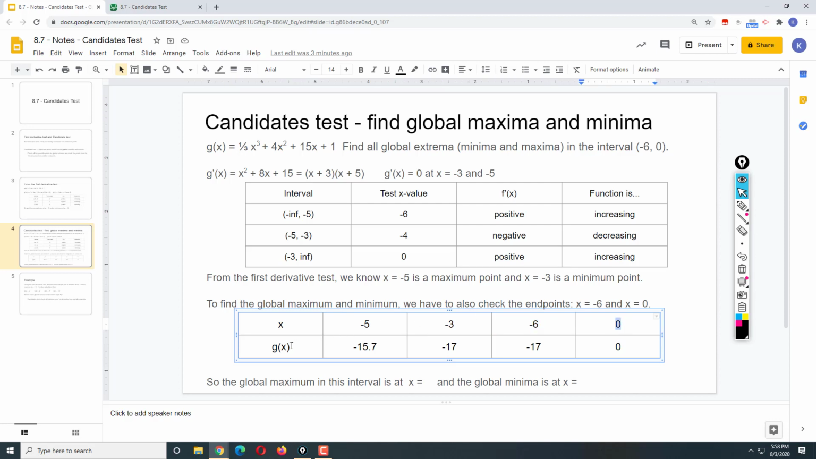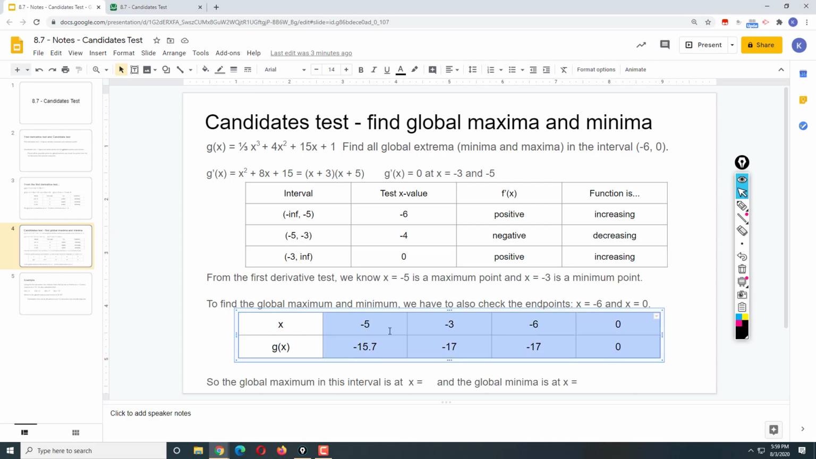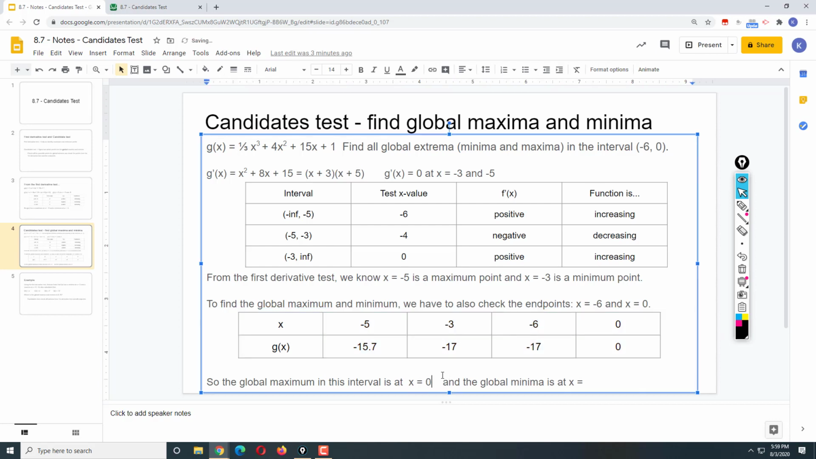So we plug x into g of x. We find that when x is -5, g of x is -15.7. When x is -3, g of x is -17. When x is -6, g of x is -17 again. When x is 0, g of x is 0. Well, in these 4 points, the highest point is at x equals 0. And the lowest point, there's a tie, is at both -3 and at -6.